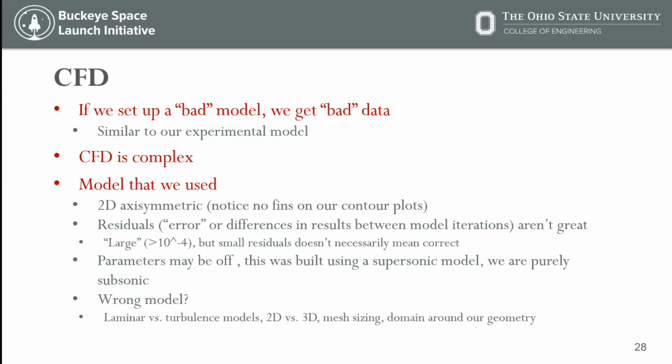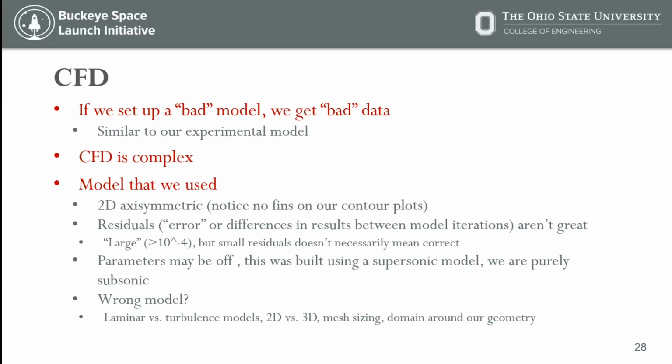You know, again, the model could be wrong. Laminar versus turbulence, there's a reason why Ed did both of those, because they provide different results. And depending on the actual conditions of your flight, you might lean towards one or the other. Your turbulence model might be wrong. You're probably not in completely laminar flow. 2D axisymmetric, you know, our rocket is 3-dimensional. You can't really build a 2-dimensional rocket in real life.